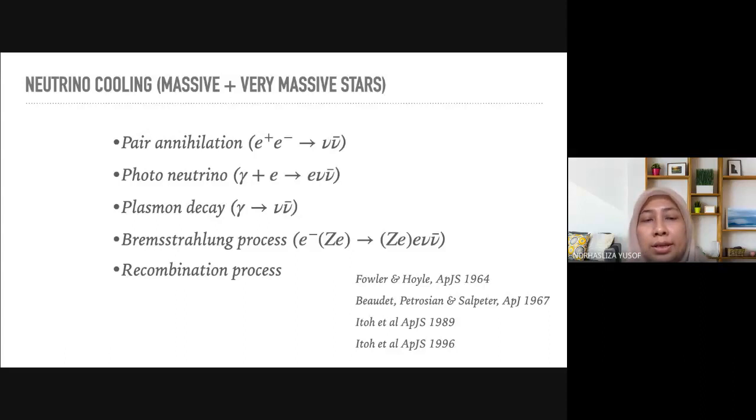And again, since the star itself is made of plasma, an ionic gas, we have to consider plasmon decay. Plasmon decay means that the plasma will decay into a pair of neutrinos. Another process that people are looking at nowadays is the Bremsstrahlung process, where an electron interacts with an atomic nucleus in the star and produces a neutrino and antineutrino pair plus the electron. Because of this process, it depends on the temperature and density.